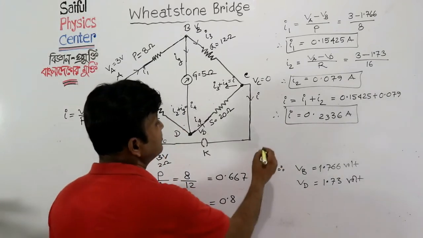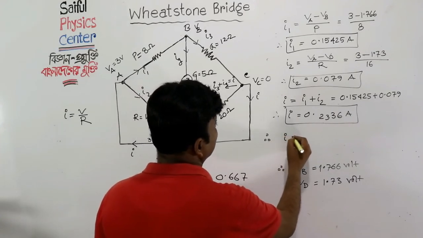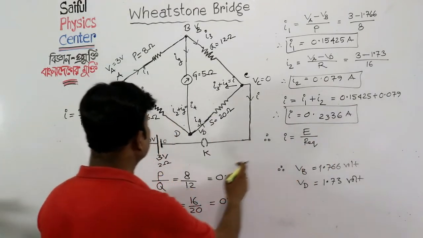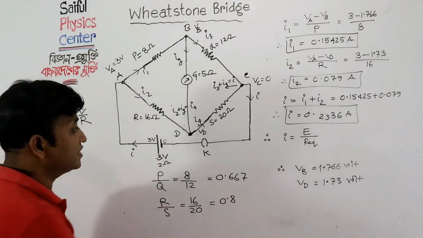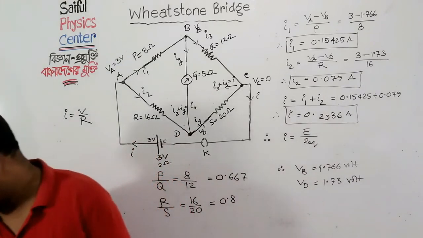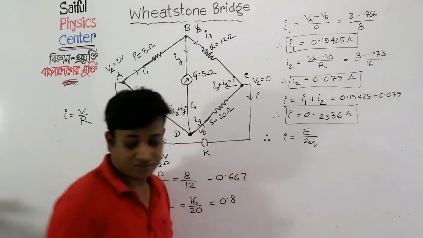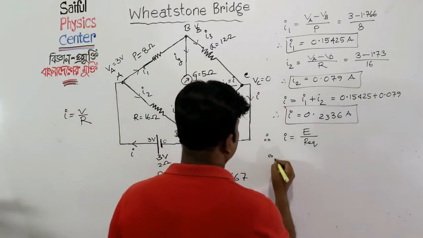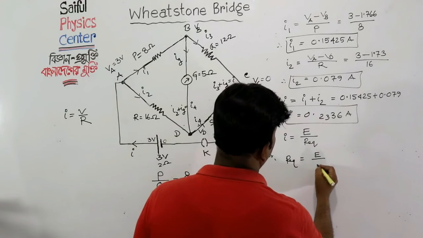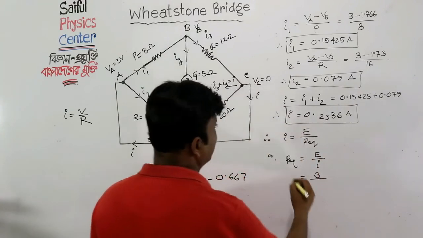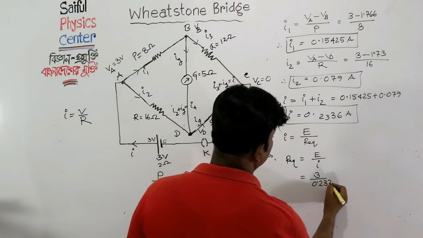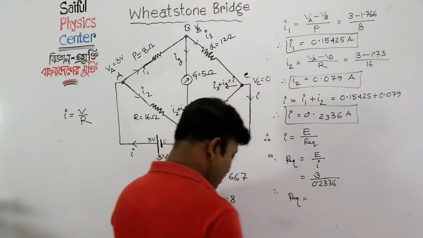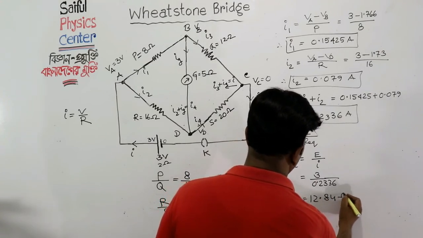So the equivalent resistance will be, you know, I equals E divided by Req. Here in the equivalent resistance, we also consider the internal resistance of the cell. So from this equation, we can write that R equivalent is E divided by I. Here E is 3 and I is 0.2336. So the equivalent resistance, finally we get, is 12.84 ohms.